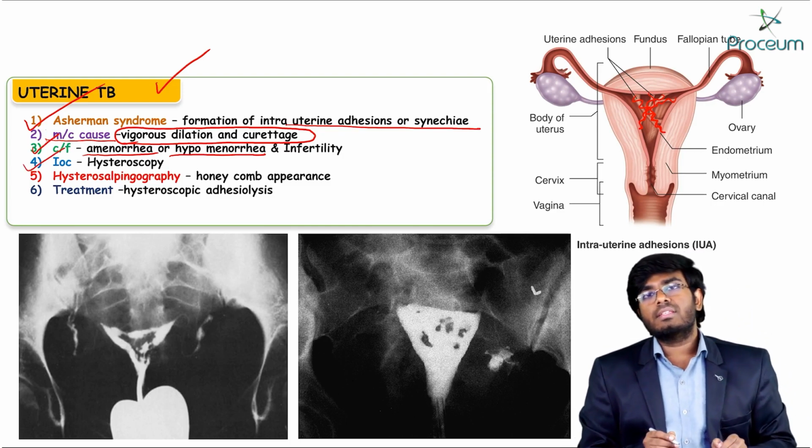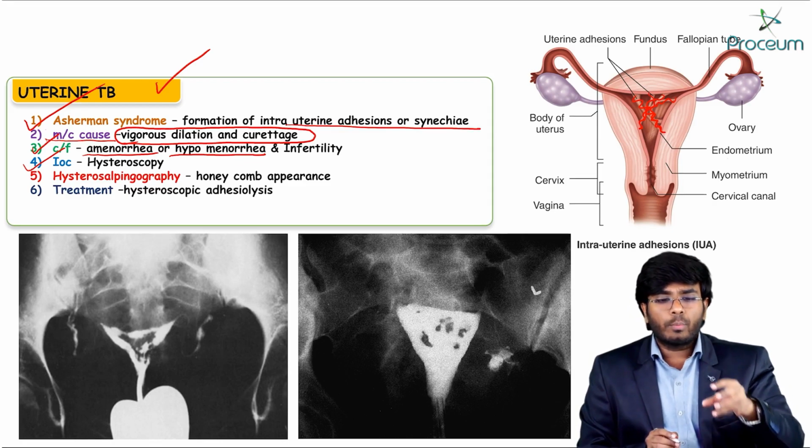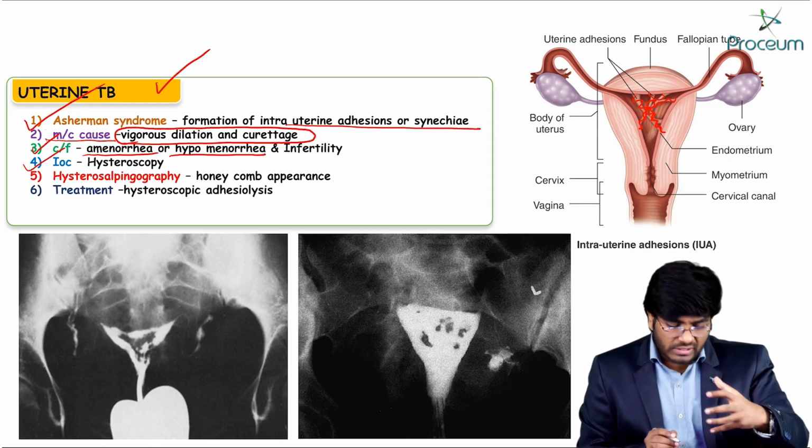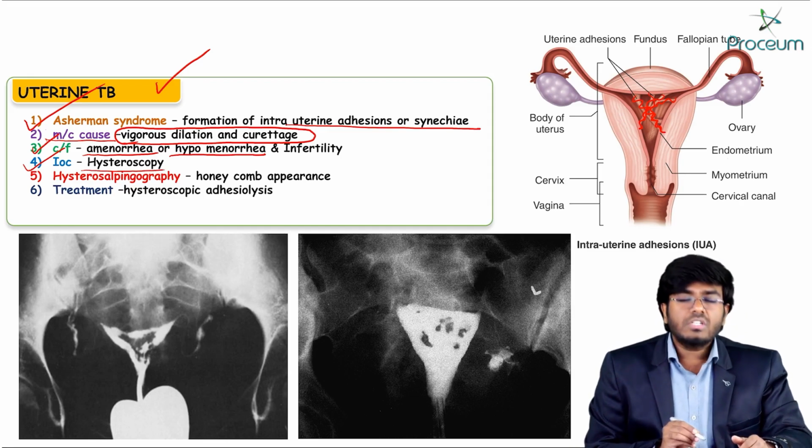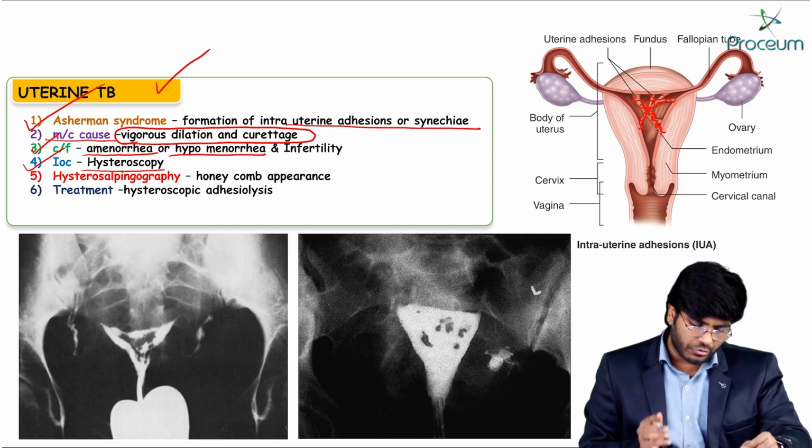The investigation of choice is to directly look into the uterus. Put a camera into the uterus and directly look. So this is hysteroscopy. The investigation of choice for Asherman syndrome is hysteroscopy.